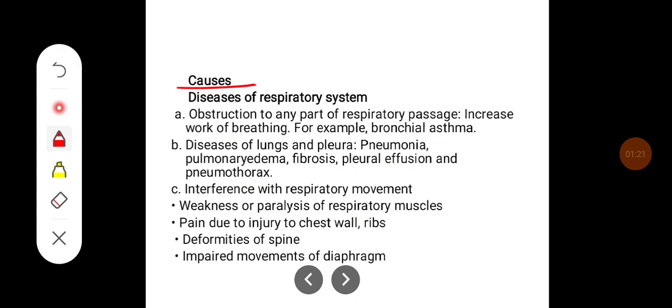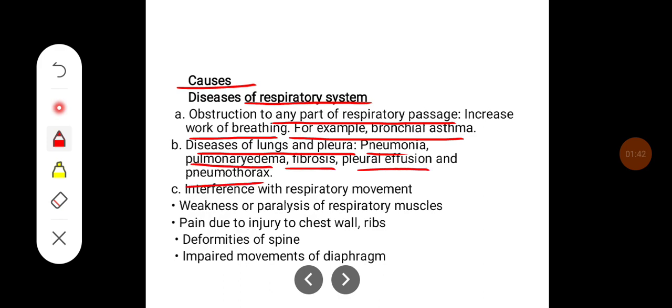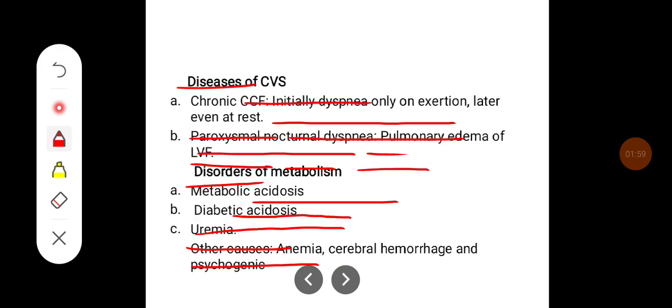Some of the causes for dyspnea are where the disease originates from the respiratory system: obstruction of any part of the respiratory passage, that is, increases the work of breathing, for example bronchial asthma. The disease of lungs or pleura, that is pneumonia, pulmonary edema, fibrosis, pleural effusion, and pneumothorax. Then interference with respiratory movement, that is weakness or paralysis of the respiratory muscles, pain due to injury to the chest wall, ribs, or deformities of the spine, or impaired movements of the diaphragm leads to dyspnea.